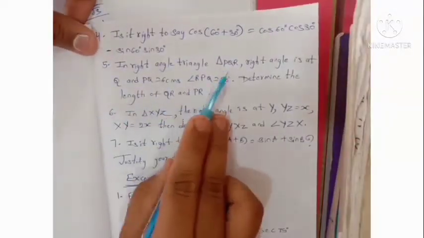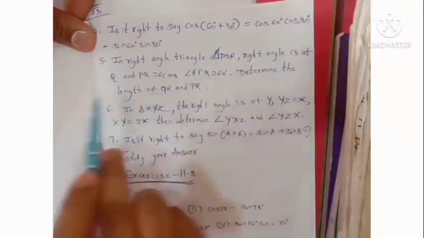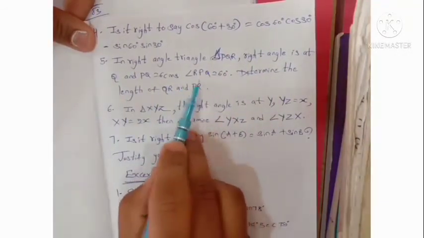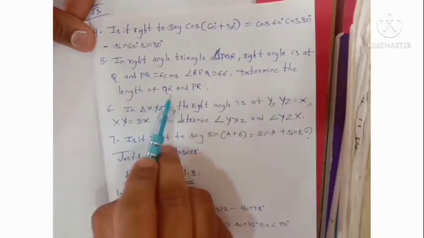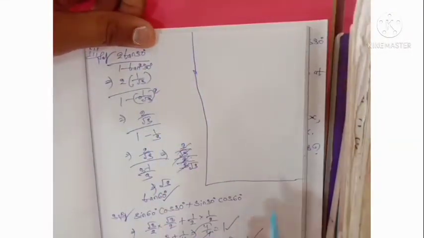In a right angle triangle PQR, the right angle is at Q. PQ is equal to 6 centimeters, angle RPQ is 60 degrees. Determine the length of QR and PR. Just draw a rough diagram and you can find it very easily. Always draw a rough diagram.